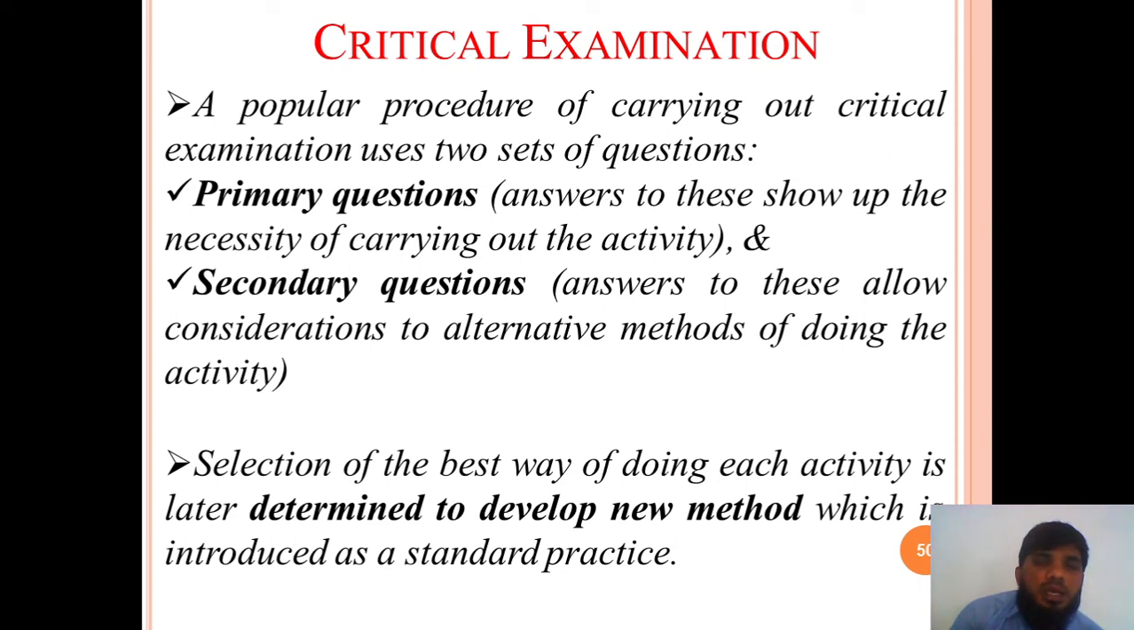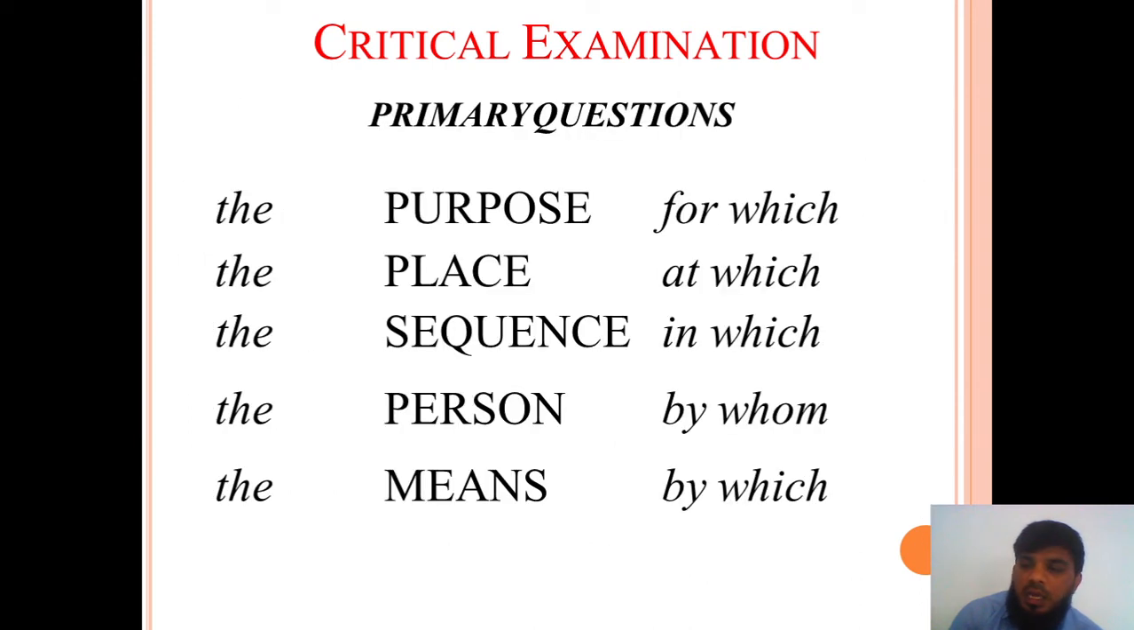Secondary questions are like, you need a camera, you need a music player, you need a video player. These are extra features. So by seeing these questions and their answers, you are able to add a few qualities to your phone. Selection of the best way of doing each activity is later determined to develop the new method, which is introduced as a standard practice.